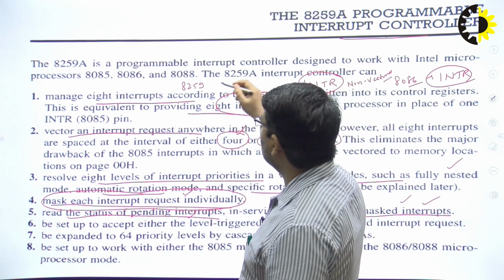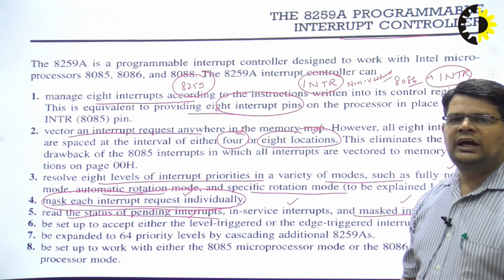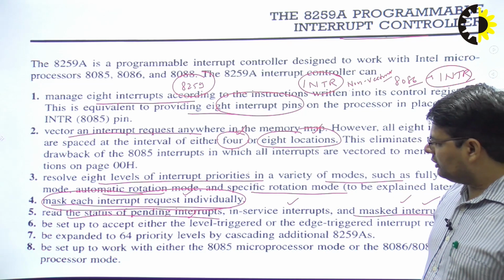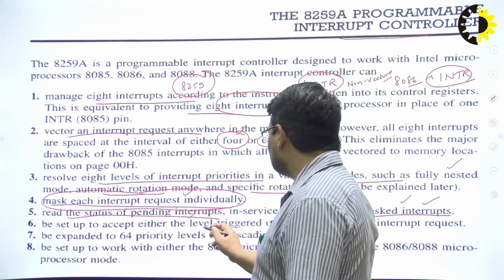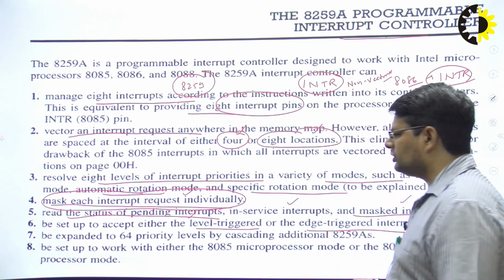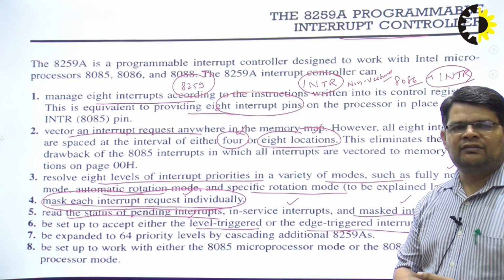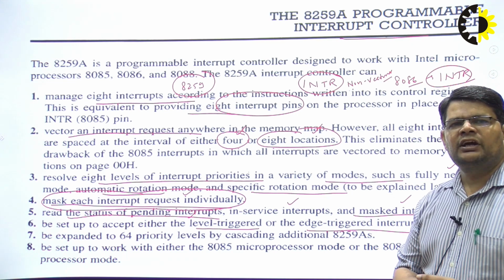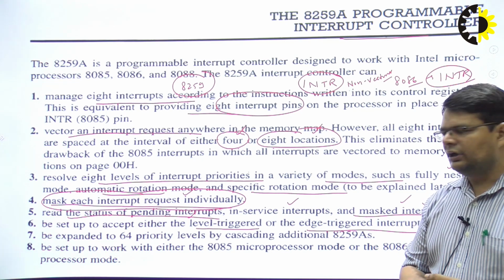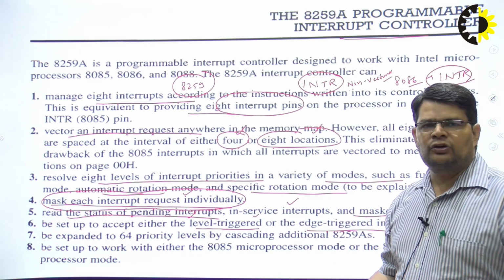This IC Intel 8259 has another advantage: it can accept the interrupt request whether the interrupt request signal is level triggered or edge triggered. That is, it recognizes both level triggering and edge triggering. If an interrupt request is received in the edge triggered form, that is accepted, and if it is received using level triggering, that is also accepted for service.